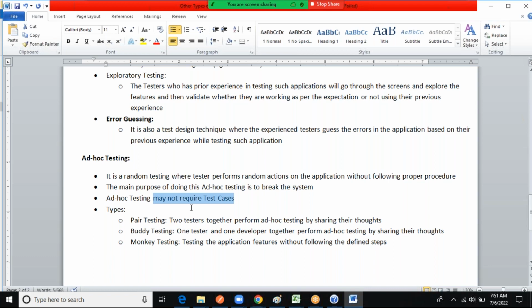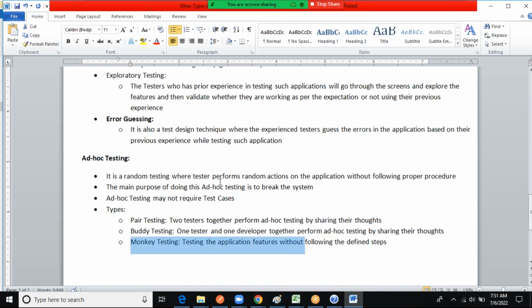Yes, sometimes if the developer is available, you can exchange and ask for his suggestions while they are working, but mostly pair testing will not happen. Even buddy testing will not happen. It will be only one tester doing this, like monkey testing.